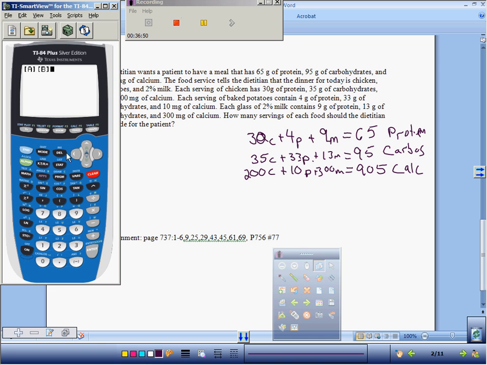And I want to go to the inverse of matrix A times matrix B. So I'm going to go second matrix A, but then I get the inverse over here. X to the negative 1 takes the inverse. That's a matrix that if I multiplied A by it, I'd get the identity matrix. Times second matrix B.